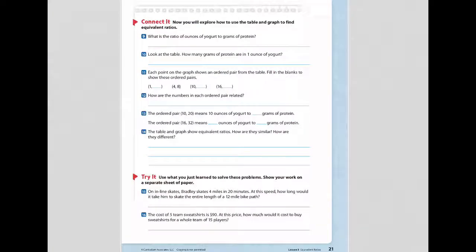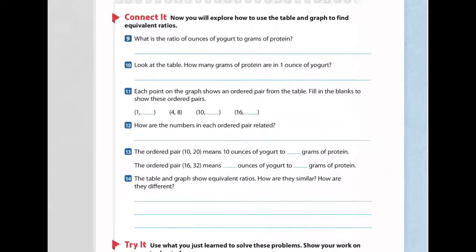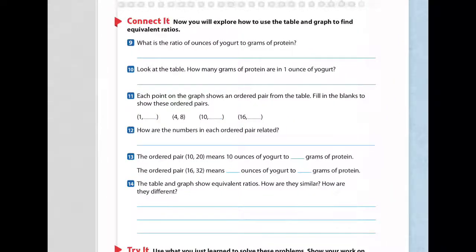On to page 21. So here is what you are going to be doing. Okay, you are going to be working on the connect-it problems. So what I want you to do in a second is you're going to pause the video and do just 9 through 14. Do not do 15 and 16 yet. Now, remember the rules. 1, if you're not sure, no big deal. Give it your best shot, because you'll figure it out when we go over them. 2, if you get one wrong, so what? Because when we go over it, you just fix your mistake. No big deal.